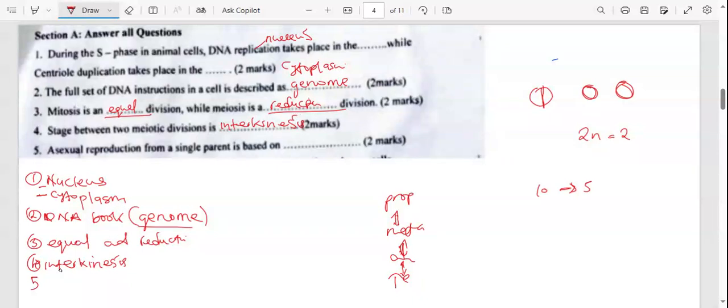All right. So that's the meaning there. Then question 5. Asexual reproduction from a single parent is based on which type of division? So they're asking which type of division results in the what? Asexual reproduction. This is asexual. So asexual will always bring what?